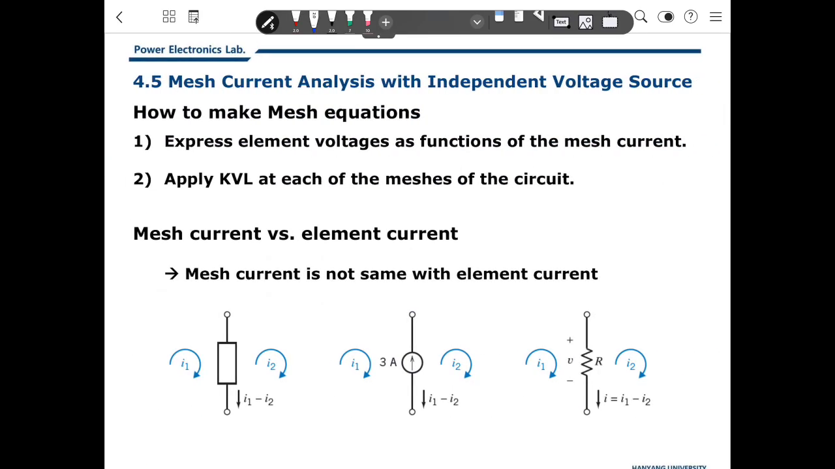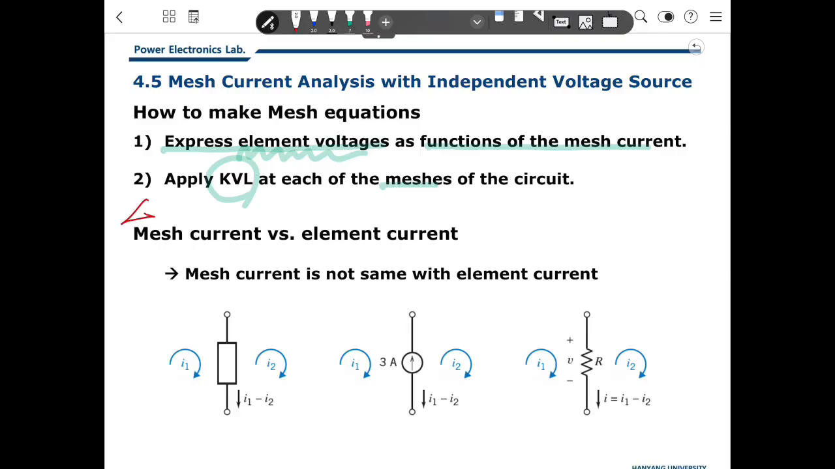So I will show you how to make the mesh equations. It's a very similar way to making the node voltage equations. First, express element voltage, not current. In the case of node equations, you should express element current. Why? We need to write a KCL for each node. But in this case, we will use the KVL in every mesh. So we should define the element voltage as a function of mesh current. Then we will apply the KVL to each mesh in the circuit.